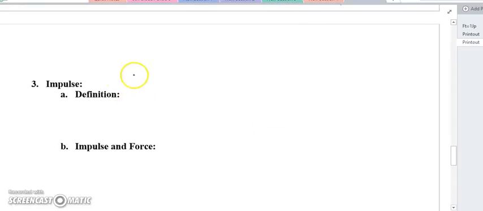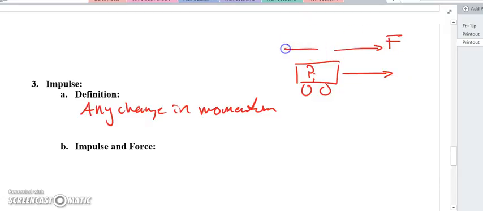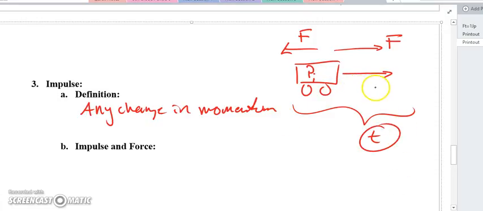And impulse is defined by any change in momentum. And so it's this idea that if you've got an object like this cart and it's traveling with some initial momentum in this direction here, if I want to stop it, speed it up, slow it down, whatever I want to do, I've got to apply a force to make that happen. So maybe I apply a force this way or I apply a force this way. And I've got to do that over a set period of time. And depending on how long I apply that force, it will dictate how much momentum it gains or loses.